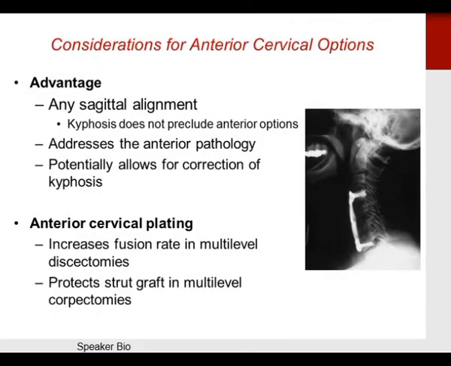The anterior approach allows you to address the anterior structures. More importantly, it allows you to address any alignment. Patients with kyphosis, neutral alignment, or lordosis can undergo an anterior approach. It allows you the potential for correcting kyphosis. The use of anterior cervical plate has been shown to increase fusion rates, particularly in multi-level decompressions and fusions, and it can help protect the strut graft.